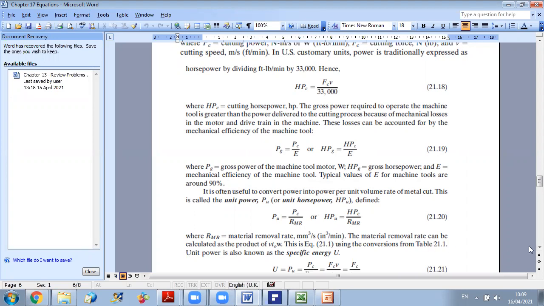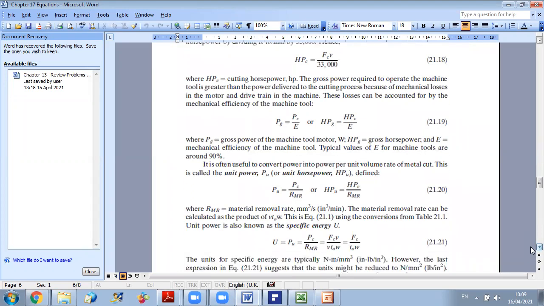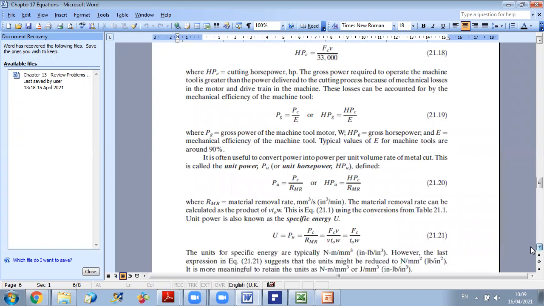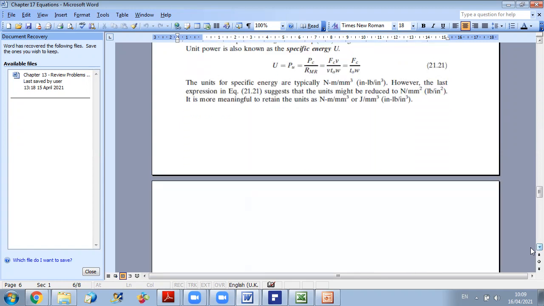So also, an important parameter is the specific energy. Okay, so we can say that the specific energy U, the unit power, is given by Pc over the removal rate. And in general, the specific energy will be given by a table depending on the type of operation and the material used. So here we will see together a table that we will use in problems.